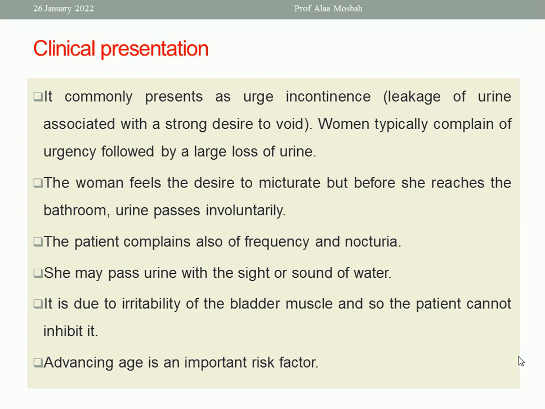Why does it happen? Due to irritability of the bladder muscle, detrusor instability, and so the patient cannot inhibit it. Advancing age is an important risk factor in case of urge incontinence.